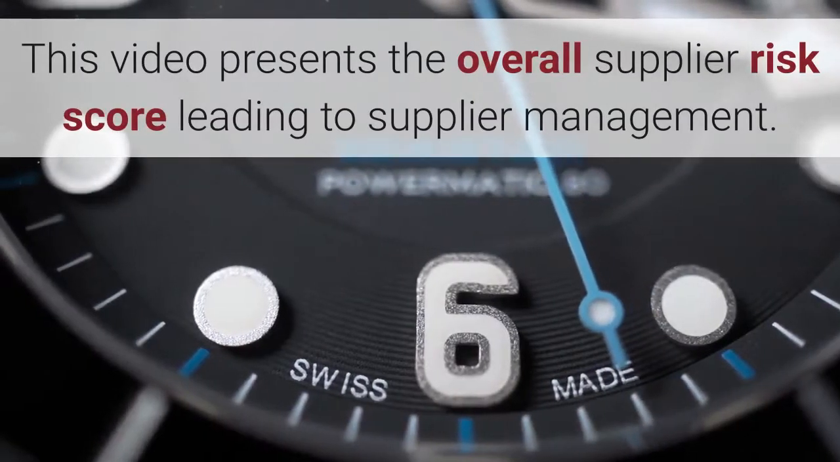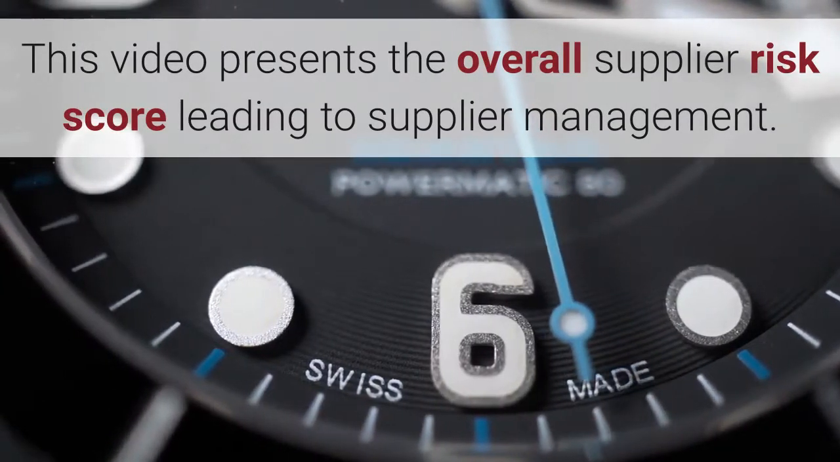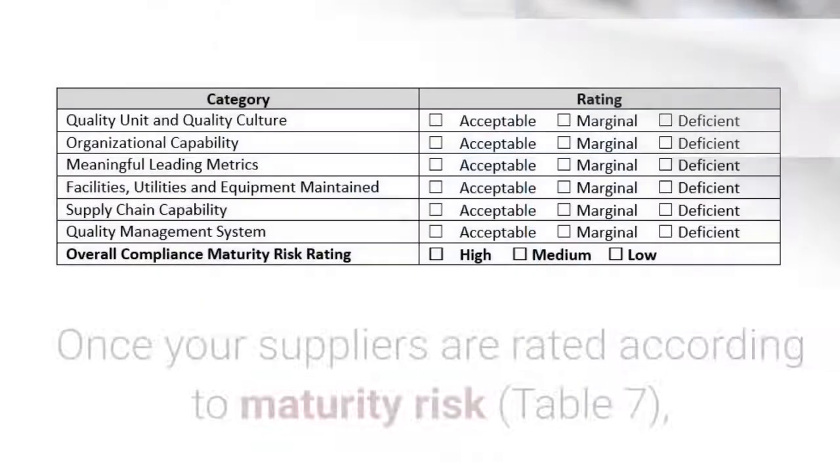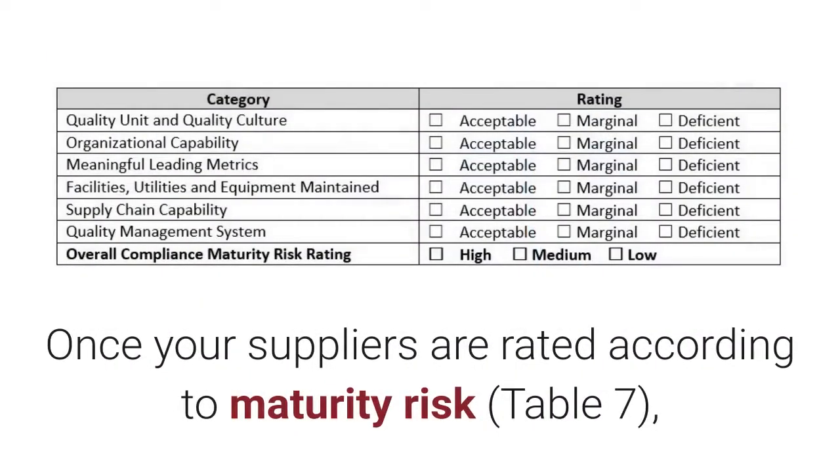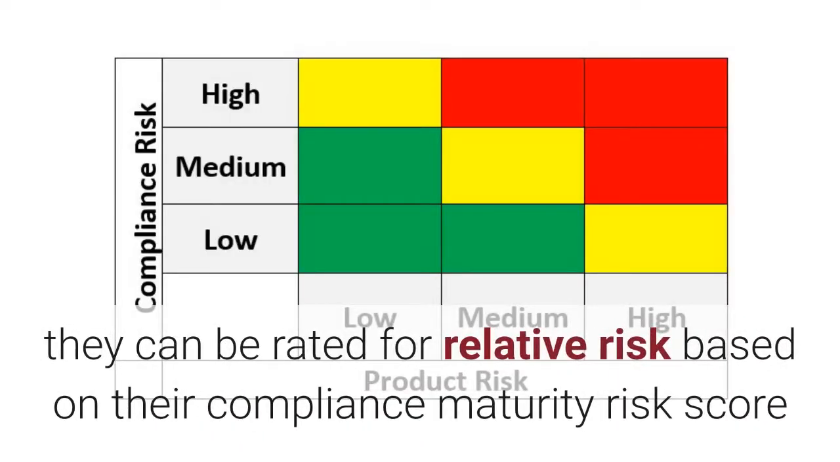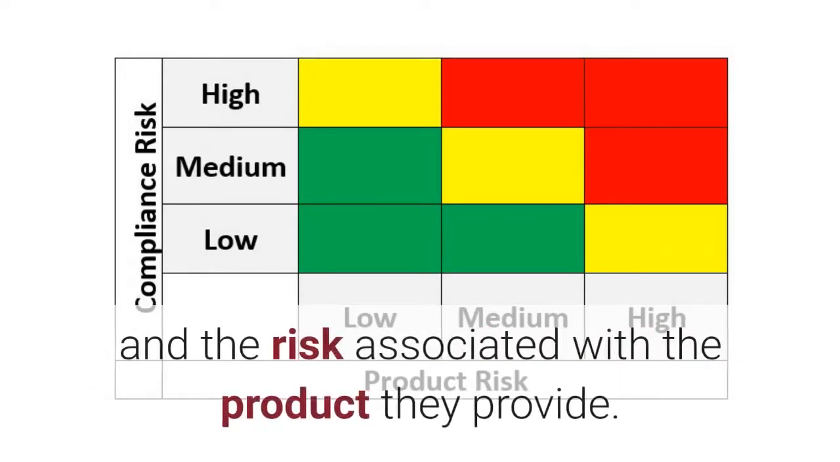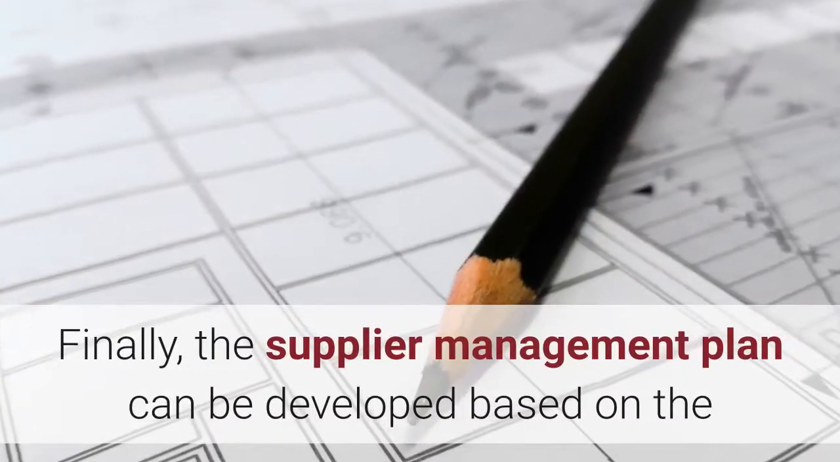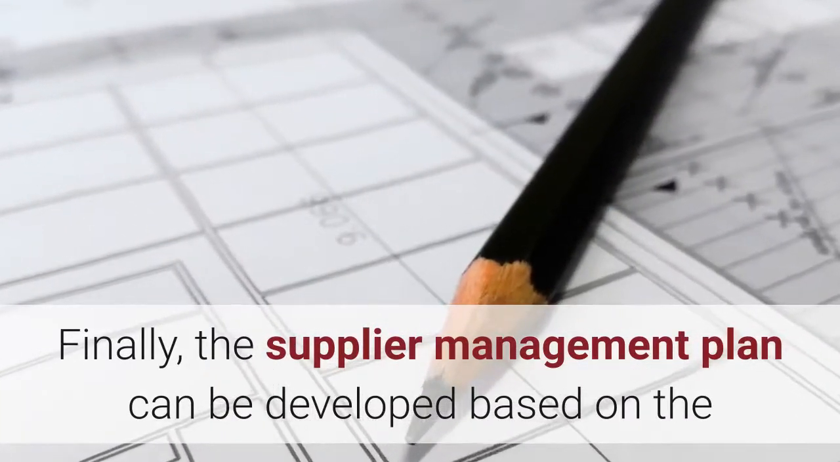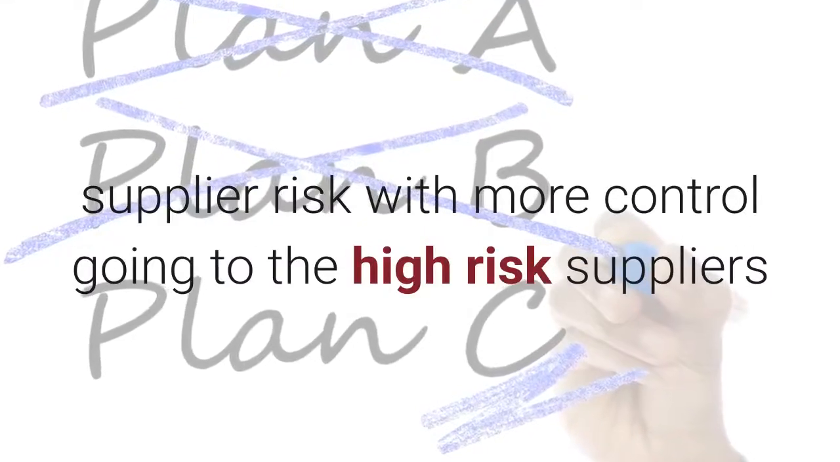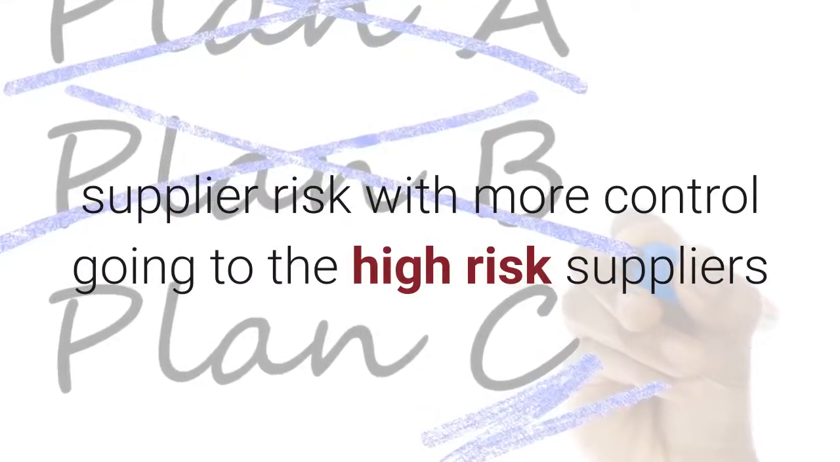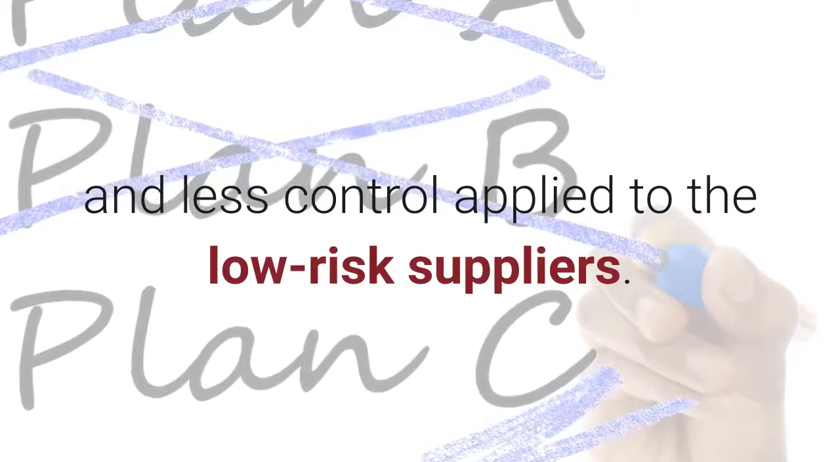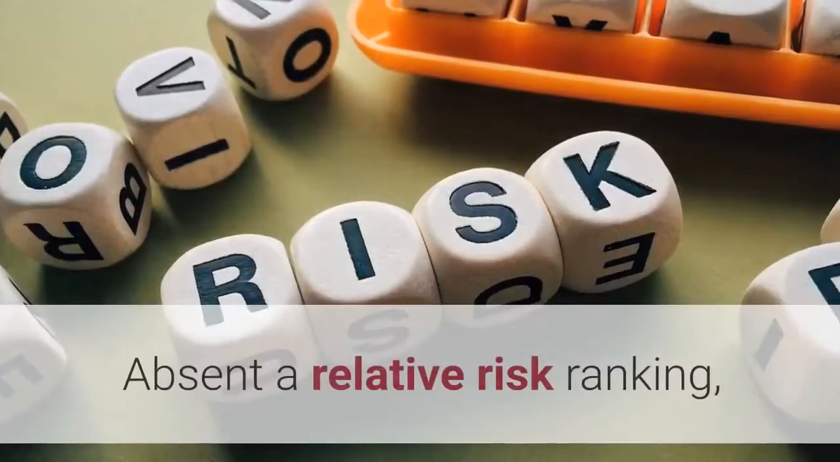This video presents the overall supplier risk score leading to supplier management. Once your suppliers are rated according to maturity risk, Table 7, they can be rated for relative risk based on their compliance maturity risk score and the risk associated with the product they provide. Finally, the supplier management plan can be developed based on the supplier risk, with more control going to the high-risk suppliers and less control applied to the low-risk suppliers.